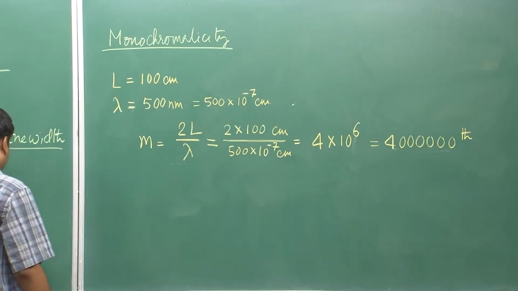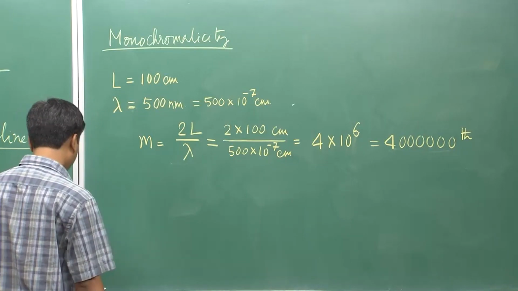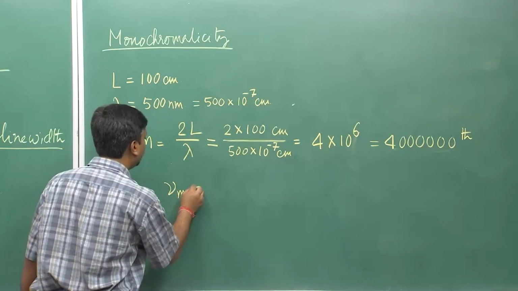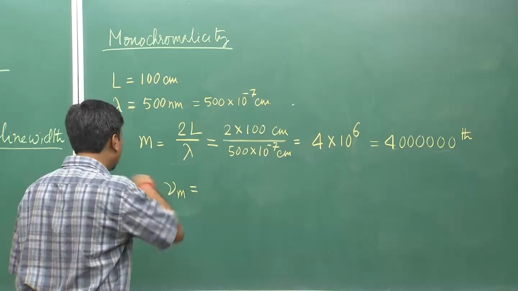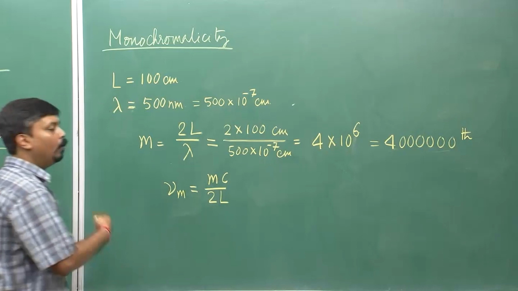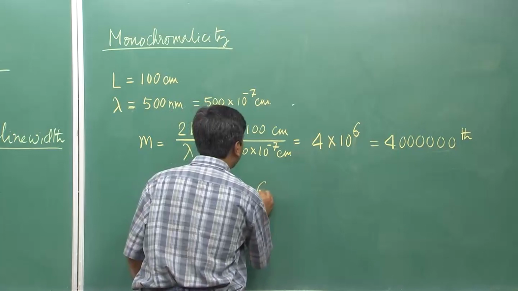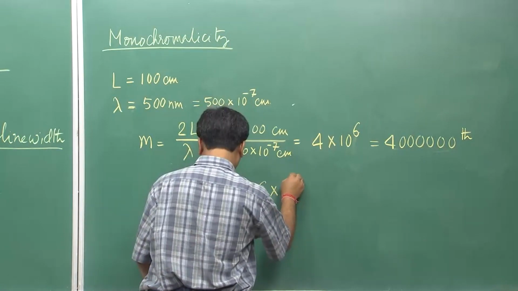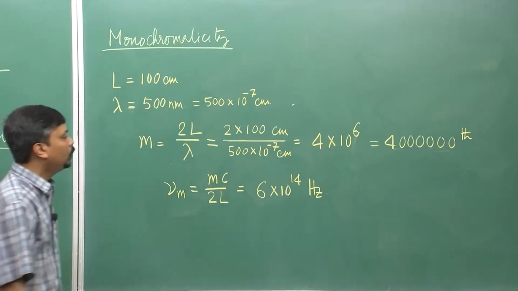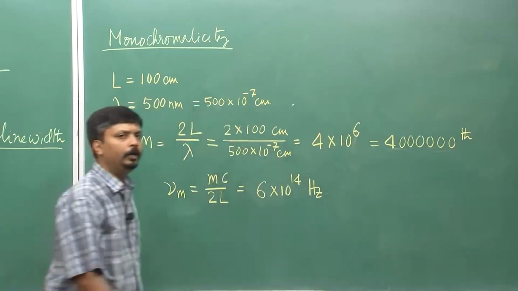Right now, what will be the corresponding frequency? That we have seen earlier, that is mc by 2L. We have all the values with us, and if we put that, you can calculate. I am giving you the final result as this. So, my mth mode has the number 4 × 10⁶.